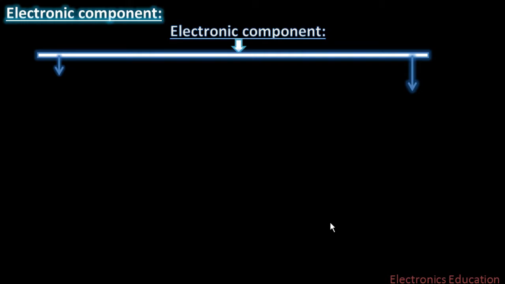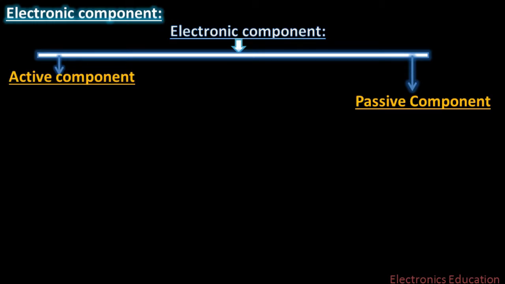Now we will see the classification of electronics components. They are classified into two subcategories: active components and passive components. Active components are those that can amplify an electrical signal to produce electric power. A passive component is an electrical component that does not generate power but dissipates, stores and releases it. Active components are classified into two subcategories: tube type and semiconductor type.